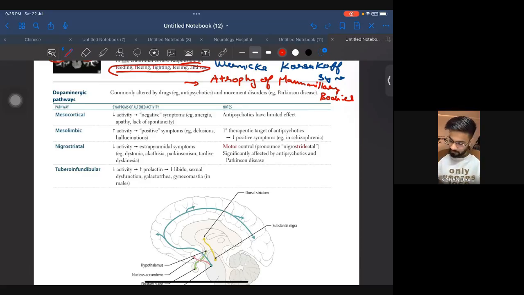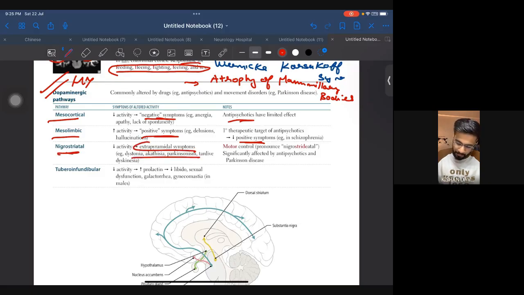Dopaminergic pathways, yes, they have asked this. And we have done the mesocortical and mesolimbic in psychiatry. So it is about the positive symptoms and the negative symptoms. Okay. Positive symptoms and negative symptoms. Coming to nigrostriatal: the nigrostriatal pathway, the extrapyramidal symptoms, is what is defective in Parkinson's.